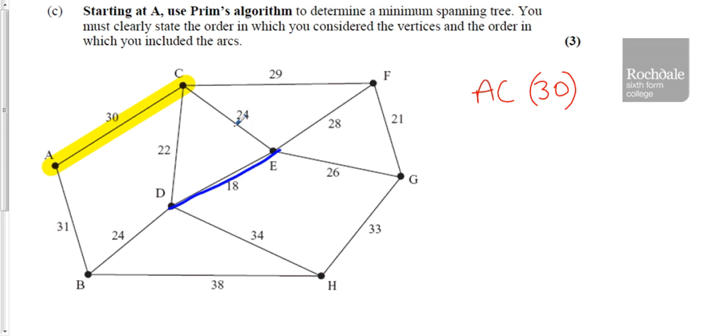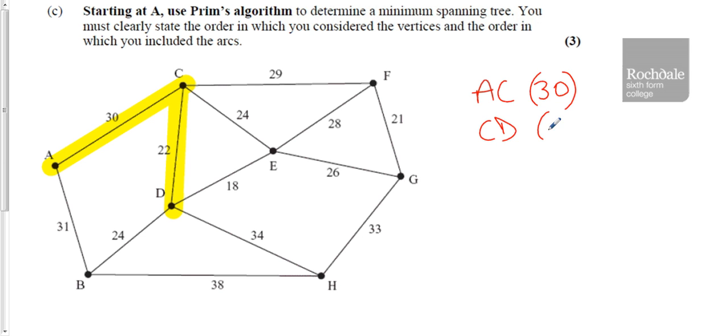This is how Prim's algorithm works. Each time we look for an edge that brings a new vertex into the tree, and it must never be not connected. So again, that's why I couldn't choose, for example, DE, because then my tree is not connected. And with Prim's algorithm, the tree is always connected as we go through the algorithm. So once again, my options are AB, which is 31, or CD, 22, CE, 24, or CF, which is 29. The smallest of those numbers is clearly 22, so CD, 22, is the next edge.